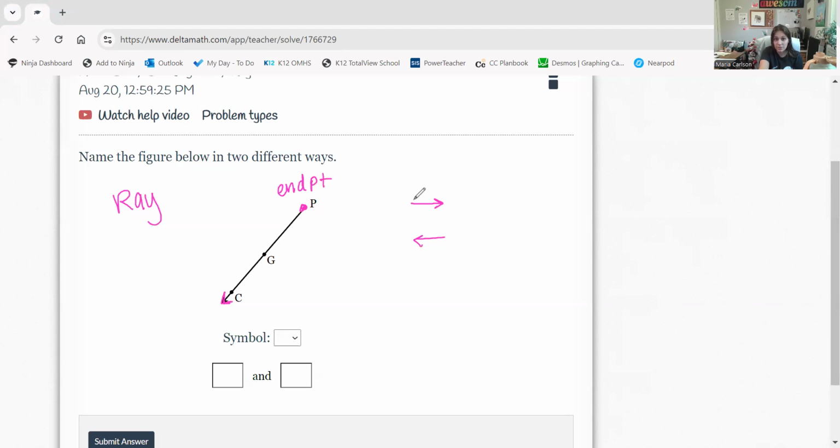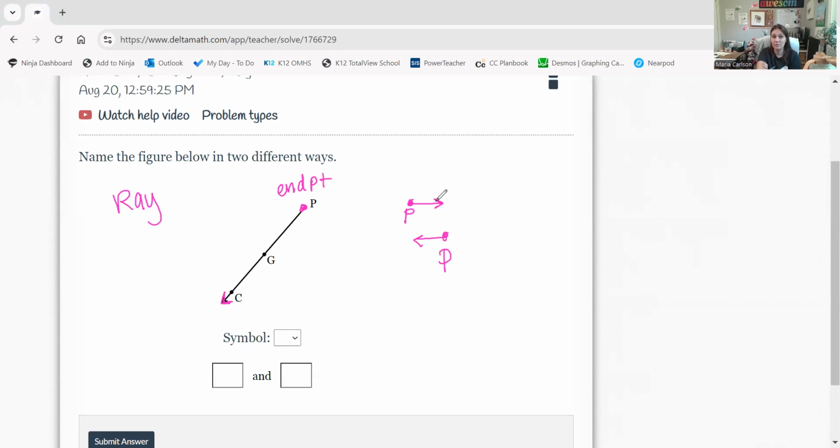However, whatever side has your endpoint, your endpoint needs to be above it or below it, I mean. So if we have the symbol where the arrowhead is going to the right, the endpoint then is on the left, so our endpoint of P should be on the left. It should be first. On the flip side, if the arrow is pointing the opposite way, when I write the name, our endpoint is still P, so P should be the second letter in our name.